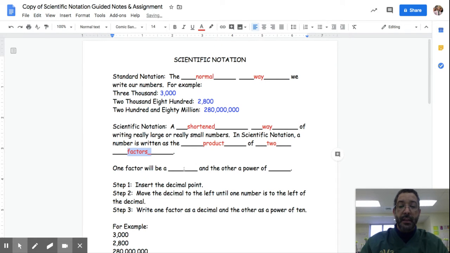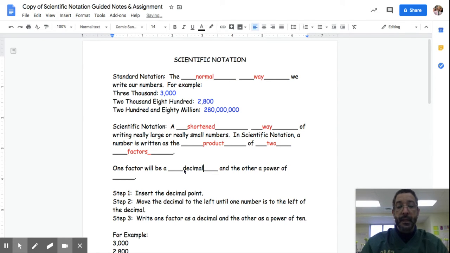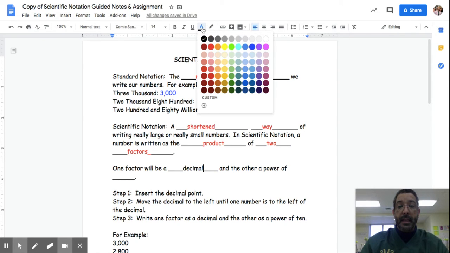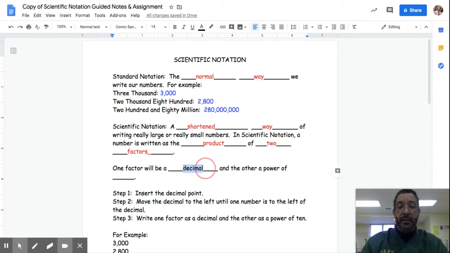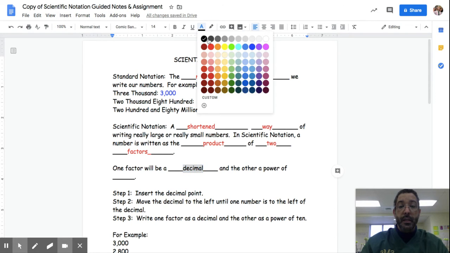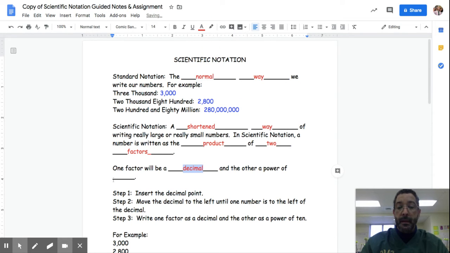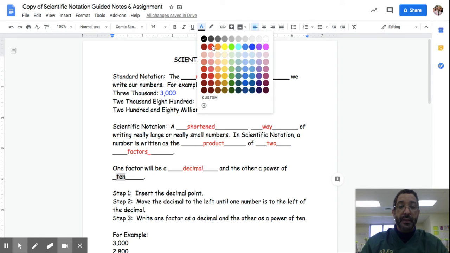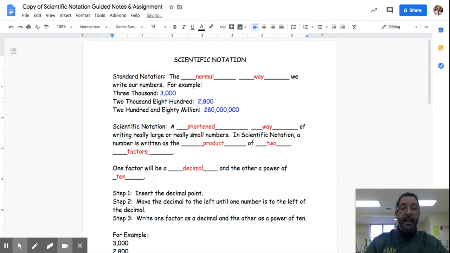So the 2 factors are going to be, one factor will be a decimal, and the other factor is going to be a power of 10. So that's where those powers of 10 that you saw in the video and the powers of 10 that we learned yesterday are going to start being used, as we do scientific notation.